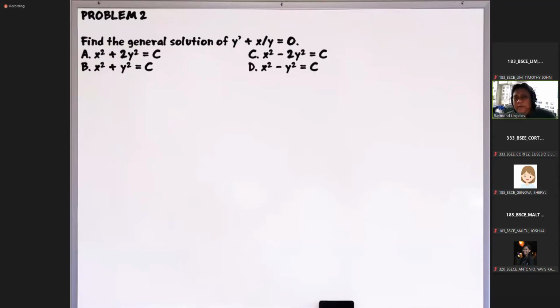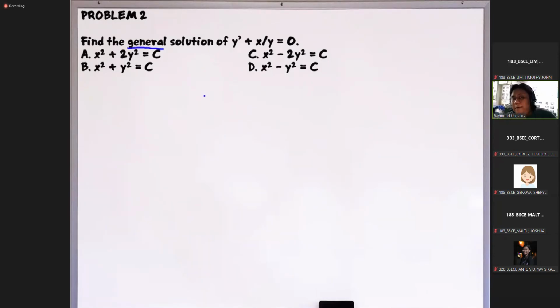Okay? So when solving a differential equation, meron tayong dalawang solution na sinosolve. The first one is the general solution and the other one is the particular solution. Okay? So general solution, as the name implies, from the word general, ang kinukuha natin dito is the form of the equation.